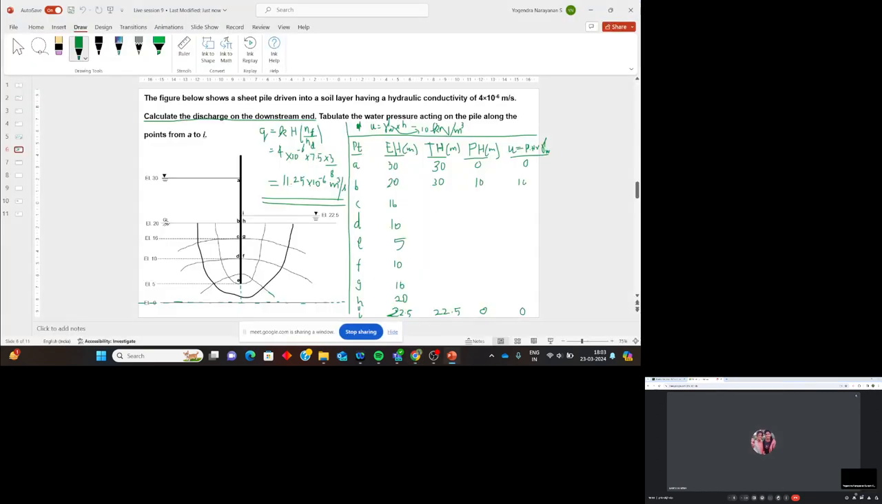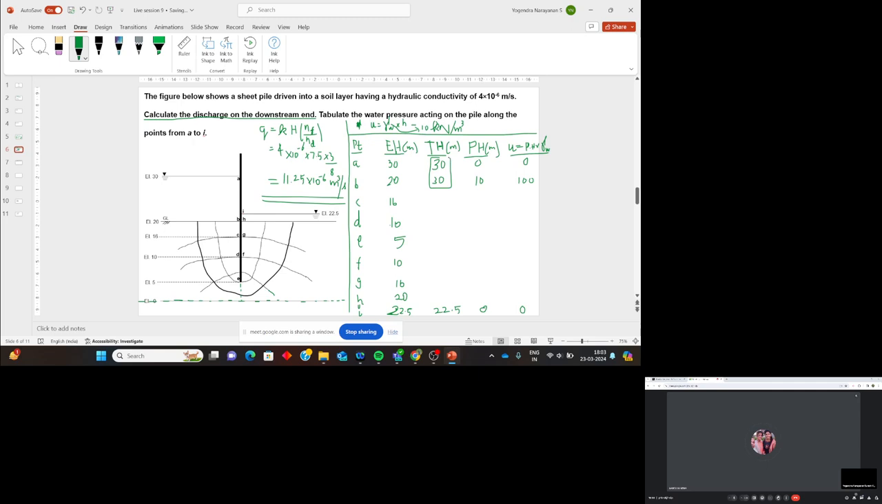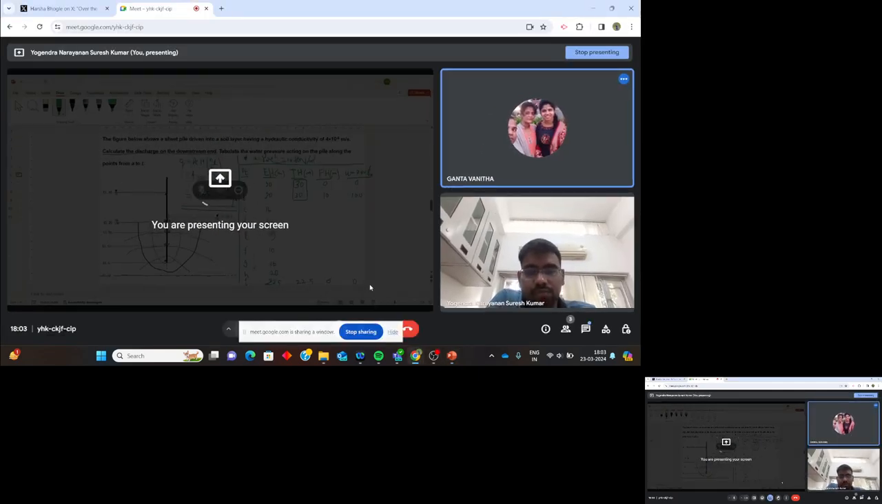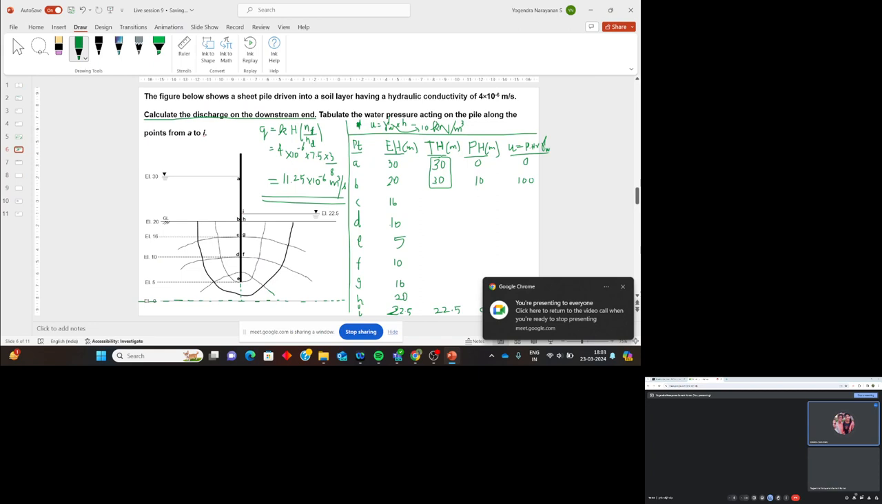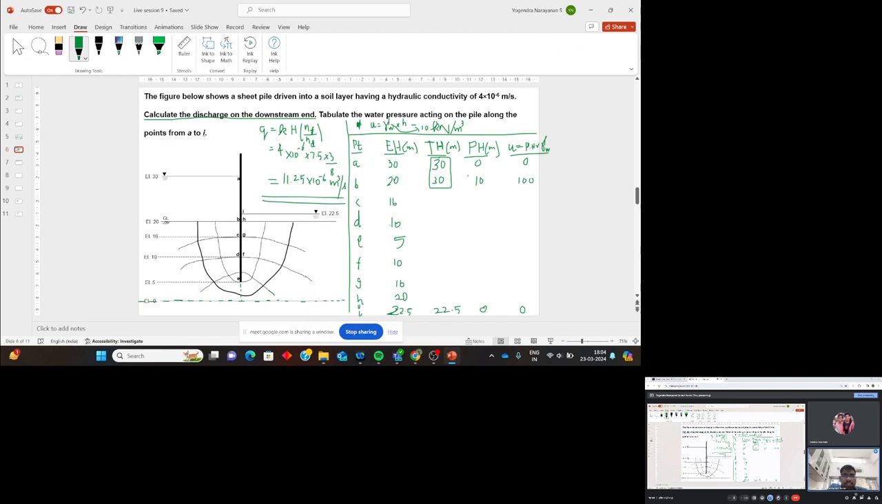Pressure head is 10. But if you see here, what about total head? The screen is not visible, sir. Is it visible now? Yes, sir. So, what happens if you see here? What is the total head? There is no difference. That means there is no flow taking place within the water column, right? So, do you remember last week we solved one problem like this? Yes, sir.